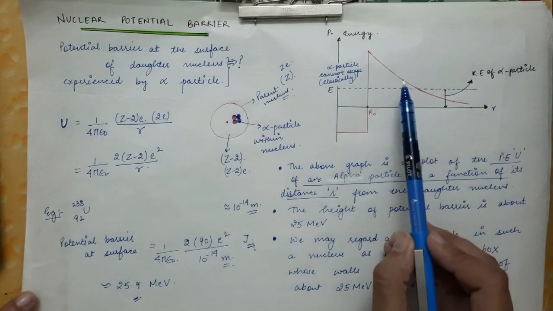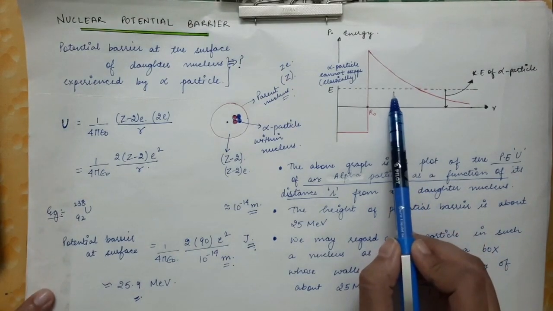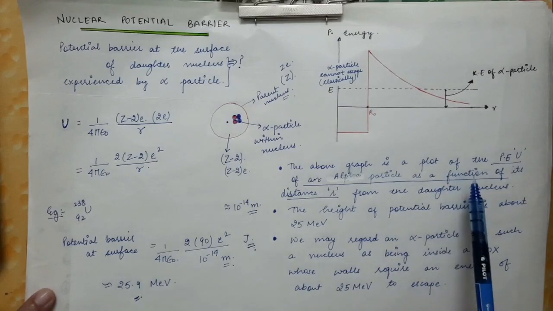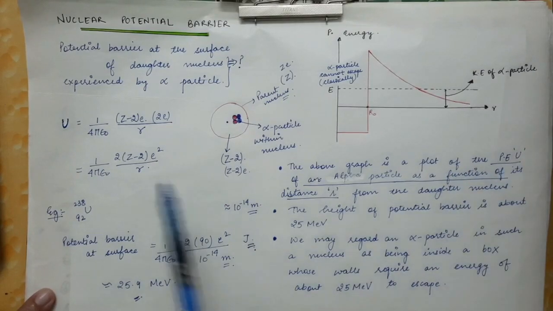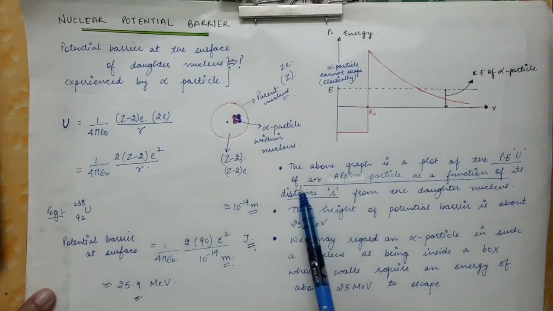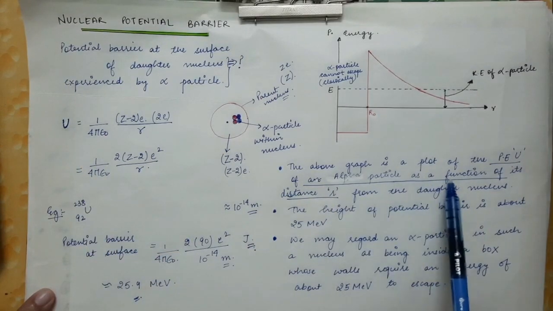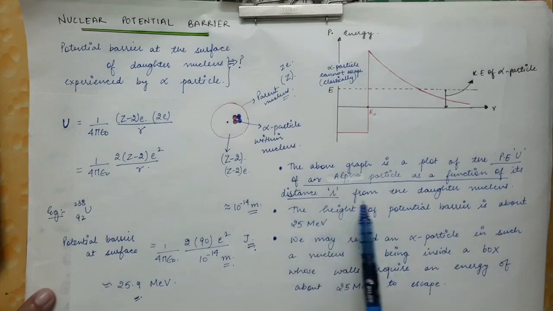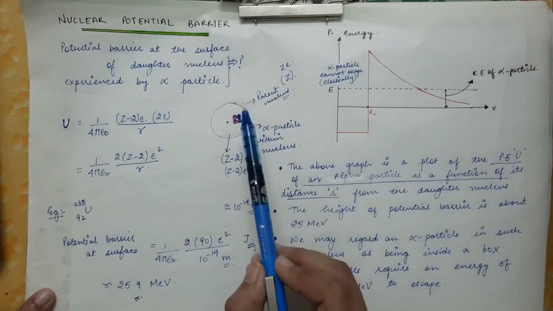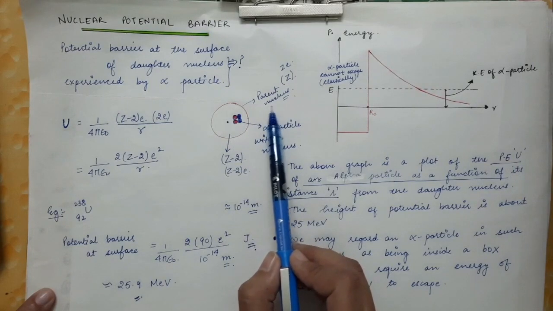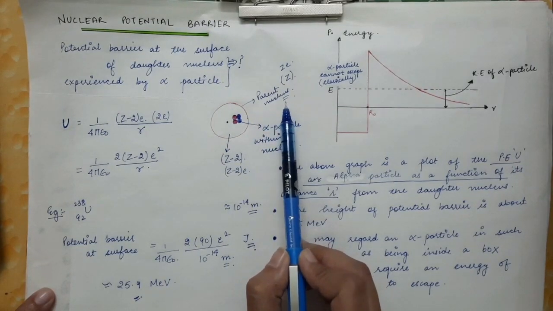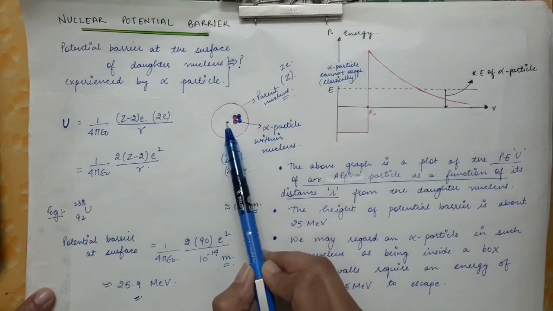So this diagram which is shown over here, this graph, gives us the plot of the potential energy U of an alpha particle as a function of its distance from the daughter nucleus. When the alpha particle is emitted out of the nucleus, you take the distance of the alpha particle from that of the daughter nucleus.